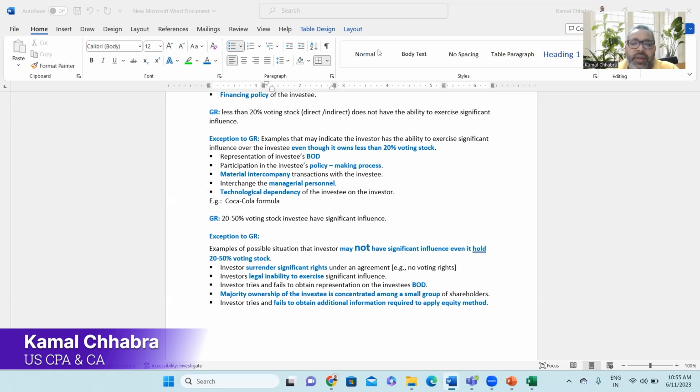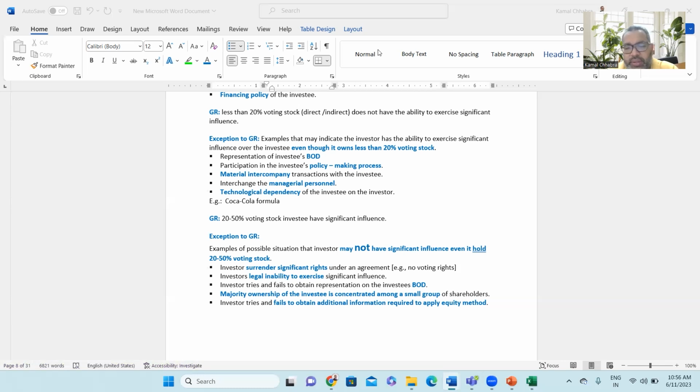First one is when the investor surrenders significant rights under an agreement. That means non-voting rights. Have you heard about non-voting shareholders? What are non-voting shareholders? They have equity and avail all the benefits of the equity, but they have no right to vote. That means they cannot influence the policy making of the organization.